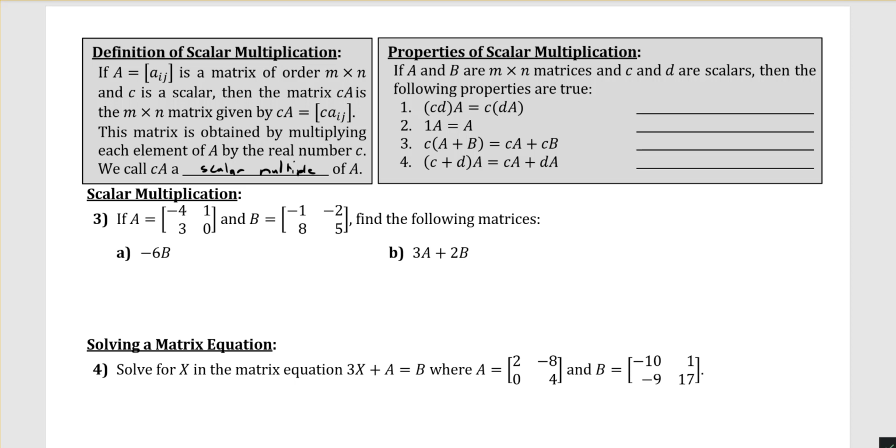All right, so properties of scalar multiplication. Again, it's associative. Again, this is the multiplicative identity. And it's distributive both ways.